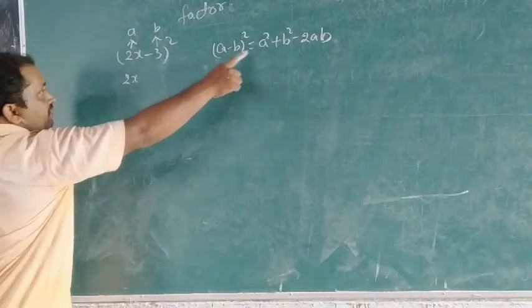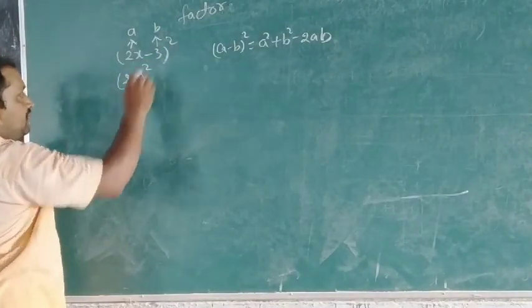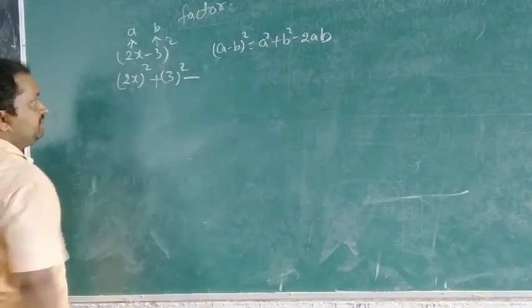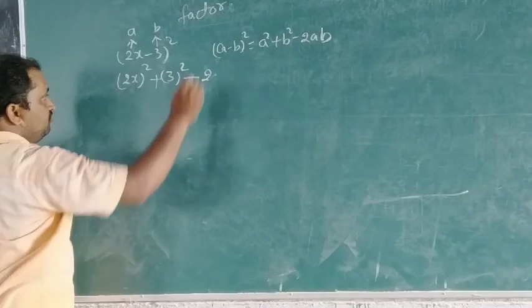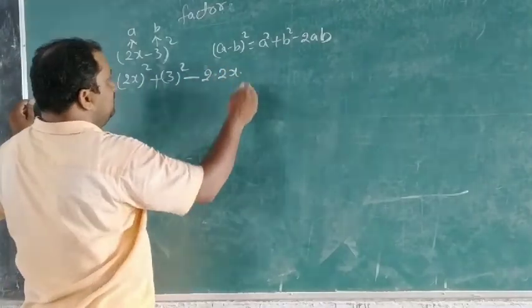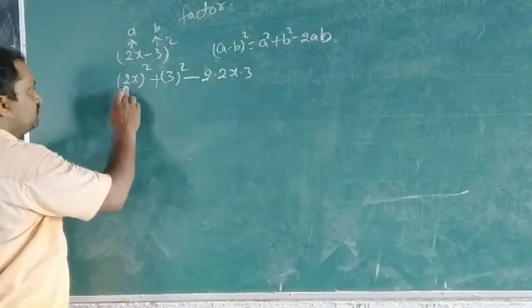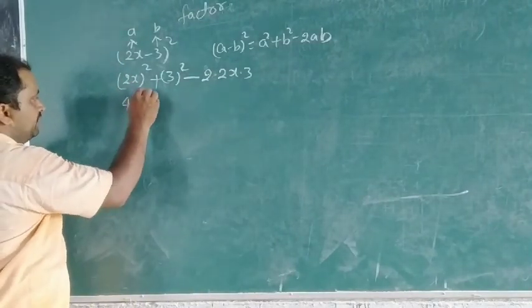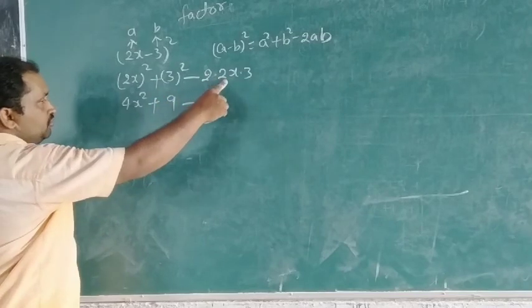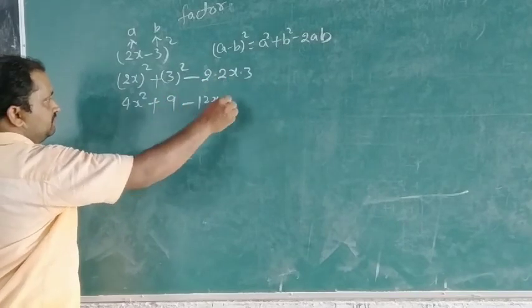2x is a यानी a square यानी 2x का whole square plus 3 का whole square minus 2ab, 2 into a means 2x, b means 3. It means 2x का whole square, it means 4x square, 3 का square 9, minus 2 into 2x into 3, 12x. This is your answer.